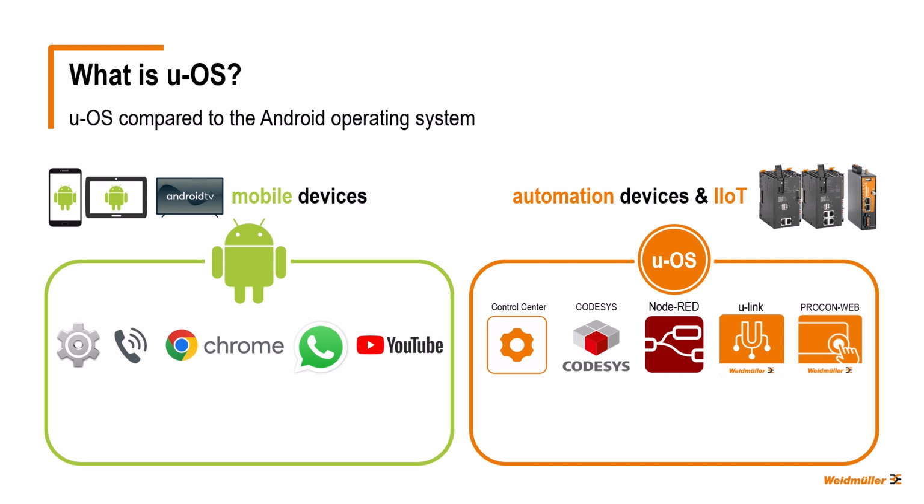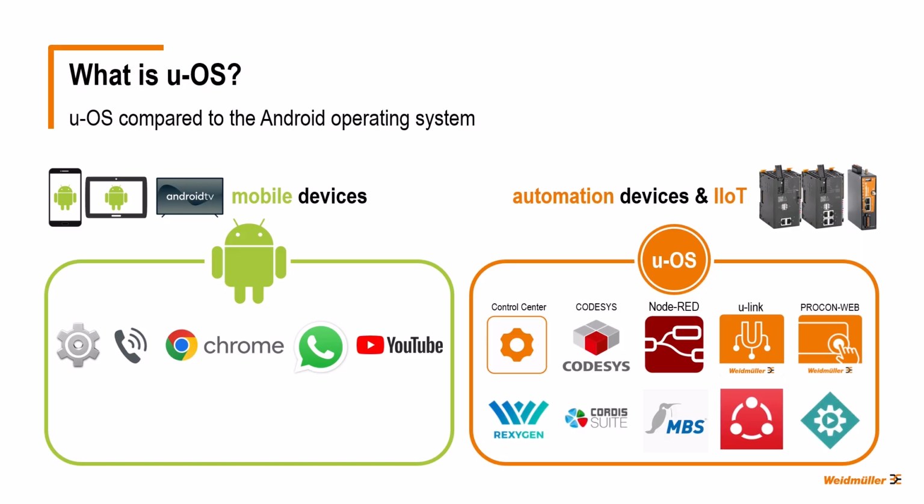And because UOS is an open system, these possibilities are not limited to Weidmüller apps. Third-party apps such as Codesys or Node-RED, or a wide variety of apps from our partners, can also be installed and run here. UOS is already pre-installed on UOS devices such as the UControl. We recommend updating this firmware to the latest version as a first step.